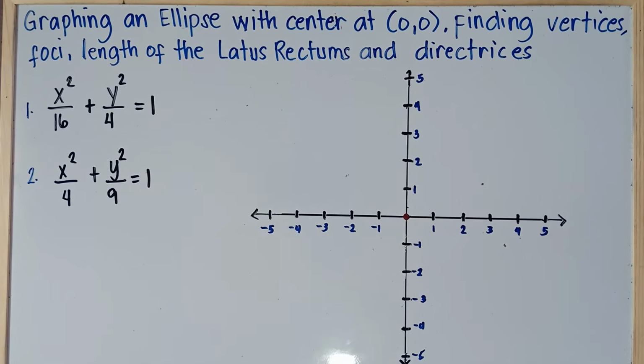Our topic for today's class is all about graphing an ellipse with center at (0, 0), finding the vertices, the foci, the length of the latus rectums, and the directrices. So without further ado, let's do this topic.